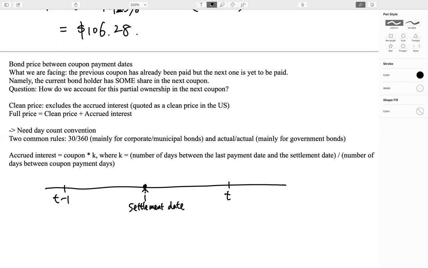So let's call this number of days M1, okay? And then counting from here, let's say the number of days is M2. Then my K would be M2 divided by M1. So that's the meaning, right? It's easy to understand, right? It's basically how long I hold divided by how long the period between two payment dates lasts.